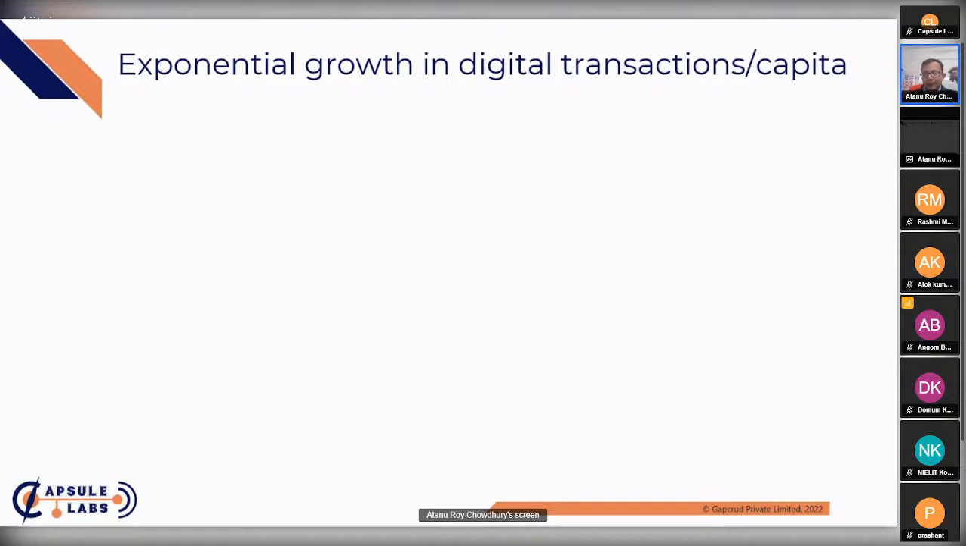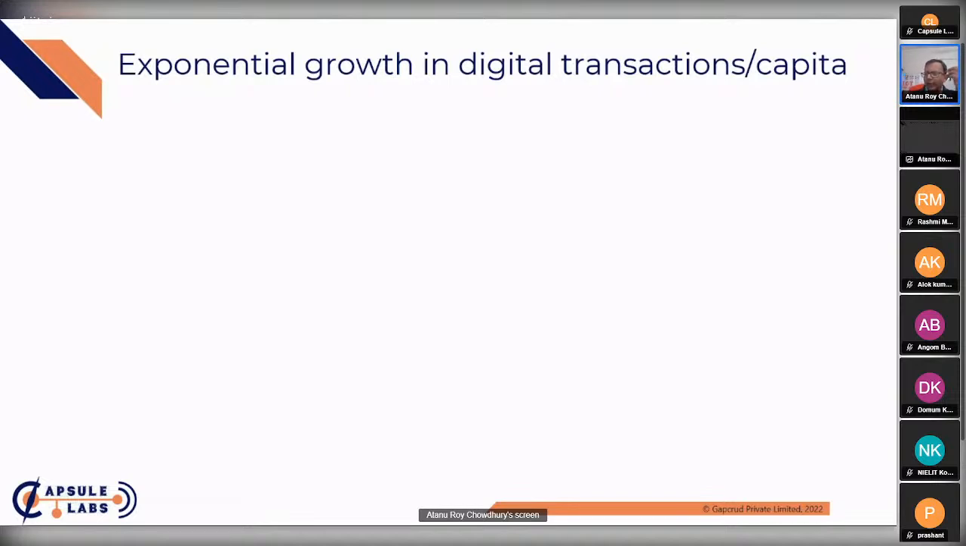So there is this exponential growth in digital transactions per capita, which has been driven from two points. One is the number of people who are making these transactions, and secondly, the number of transactions that each individual is doing. Today, in my day-to-day activities, I do not think twice about making a digital payment, whether it is for an auto rickshaw fare or for paying for a cup of tea.